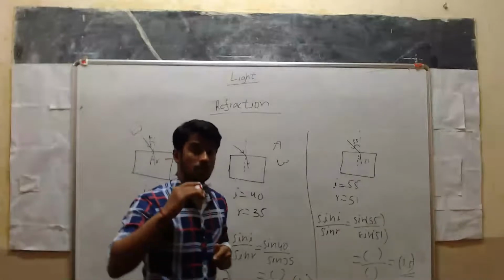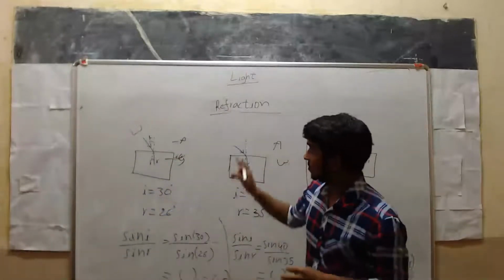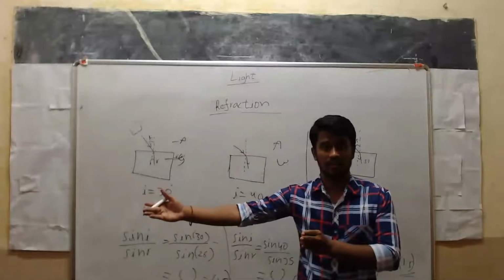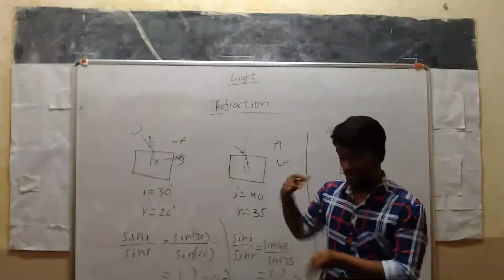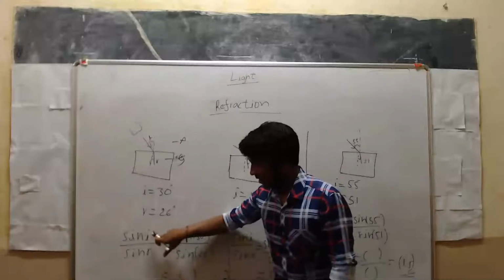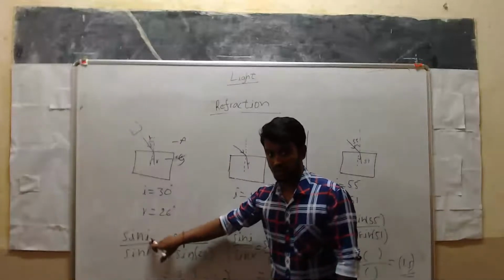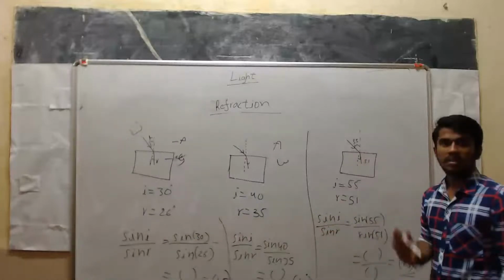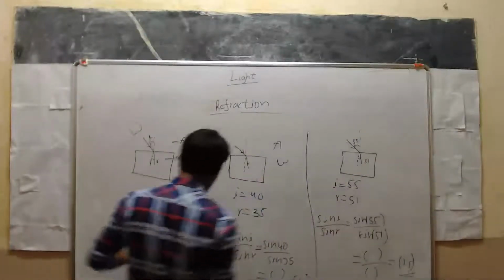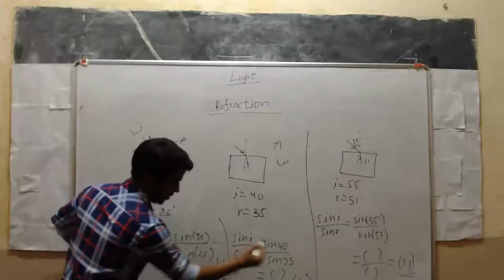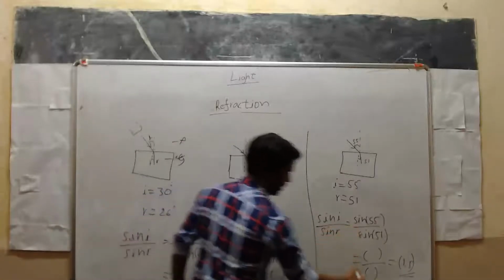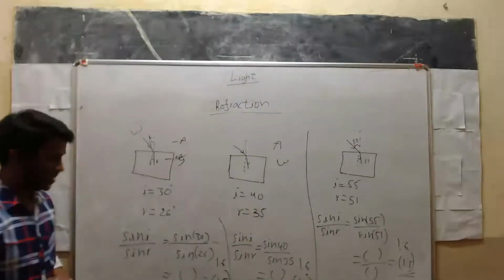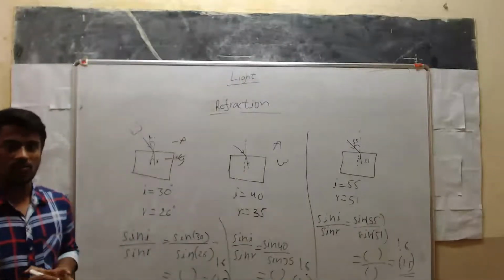Okay, here you have to use the same source of light and the same mediums. If you pass the rays of light at different angles, but finally while taking sin i by sin r, you will get the same value for all the cases. Suppose here you get 1.6, then you will get 1.6 only here also. So this is the second law of refraction of light.